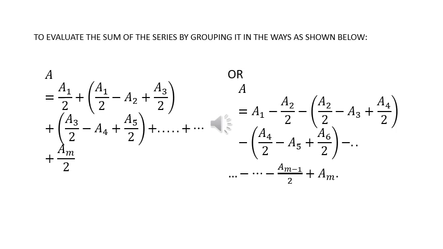The first way is A1/2 + (A1/2 - A2 + A3/2) + (A3/2 - A4 + A5/2) and so on till we come to plus Am/2. Or we can group the amplitude terms as A1 - A2/2 - (A2/2 - A3 + A4/2) - (A4/2 - A5 + A6/2) - and so on till we have the last two terms as minus A(m-1)/2 plus Am.